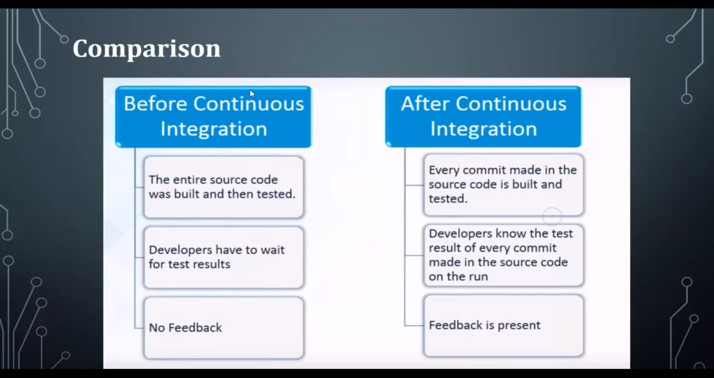So let's compare what the problem was before continuous integration and how we overcome it with the help of continuous integration. Before continuous integration, the entire source code was built and then it went for the test. After continuous integration, every commit made in the source code is built and tested. If there is any failure in that build, it will notify the developer.